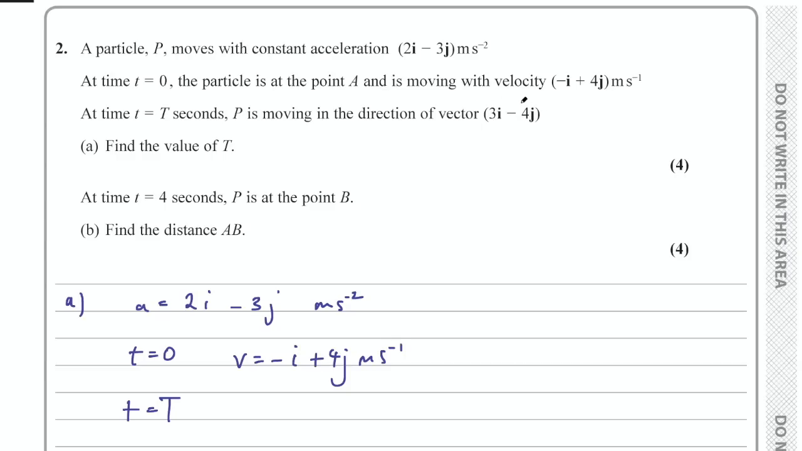Now remember that velocity indicates direction. So when you talk about a velocity vector, that also is telling you what direction the particle is moving. So if we're told the direction, we know that the velocity is some multiple of that vector. So we can say the velocity here is going to be some multiple of the direction of movement. So it'll be k times 3i take 4j. You could also state from this piece of information that the ratio of the i and j vectors is in the ratio 3 to negative 4. So that's another way of thinking about that.